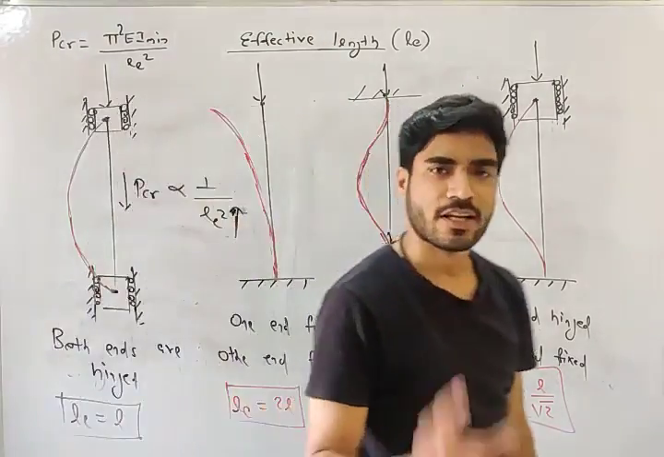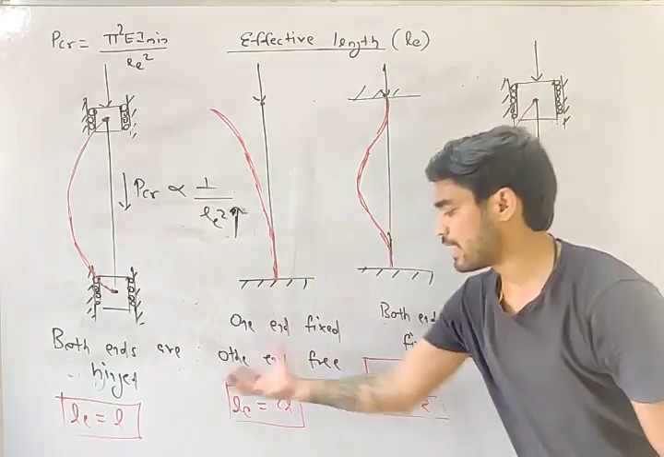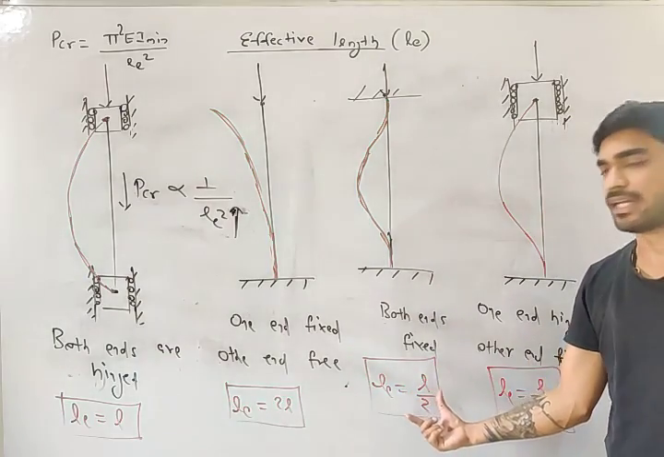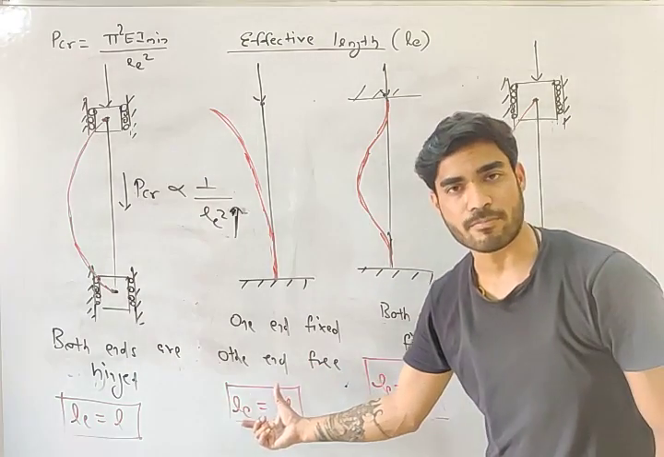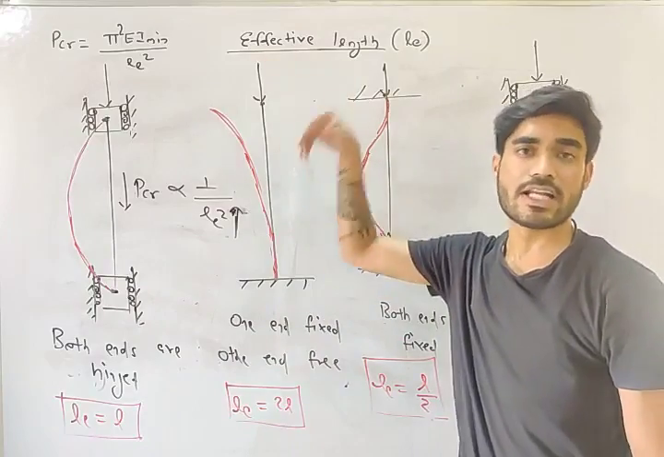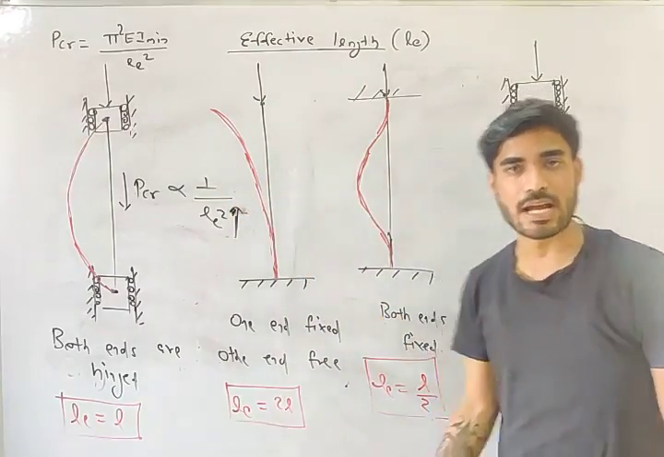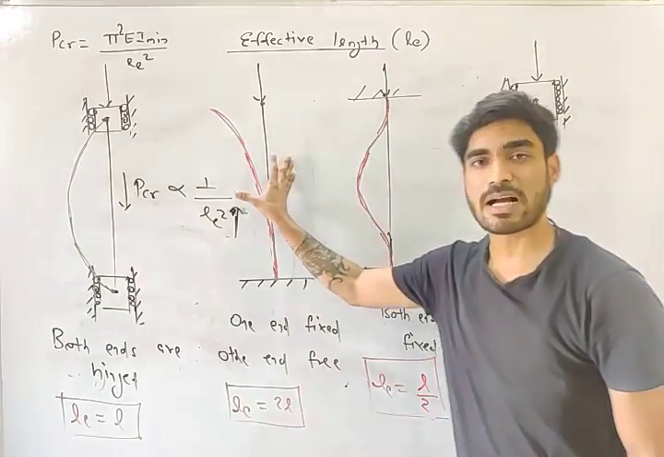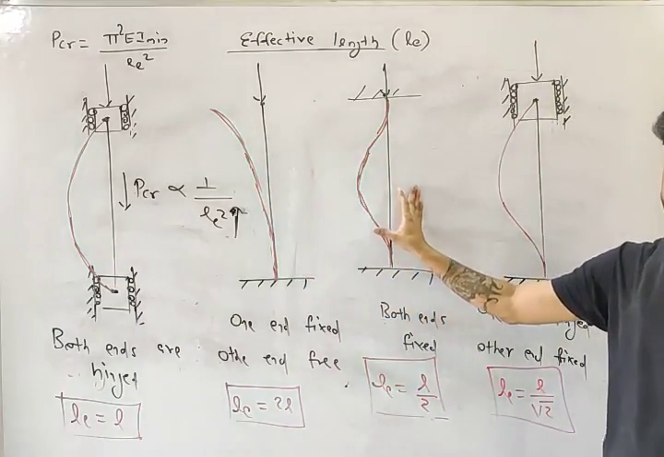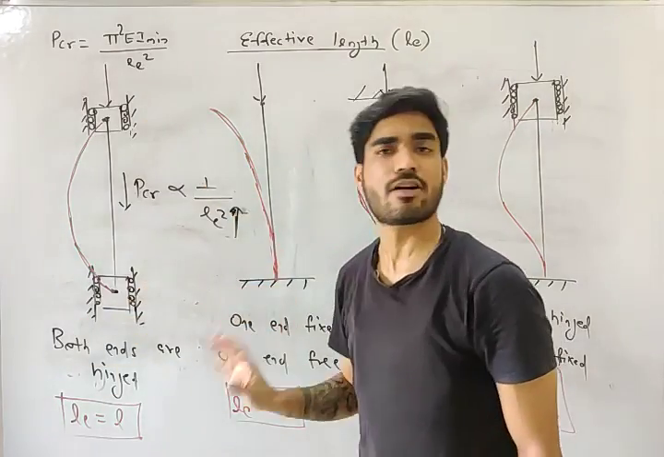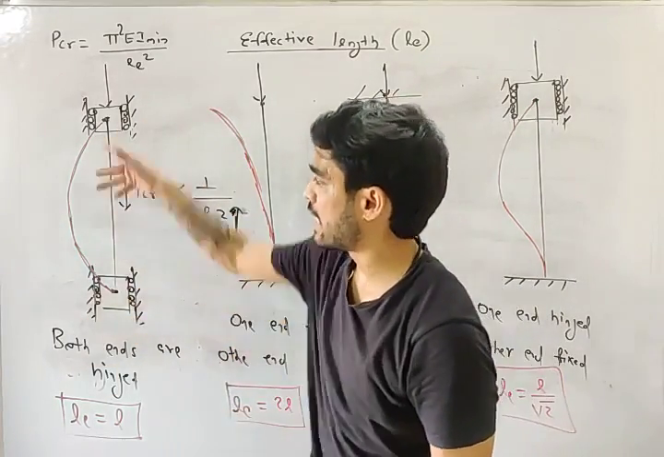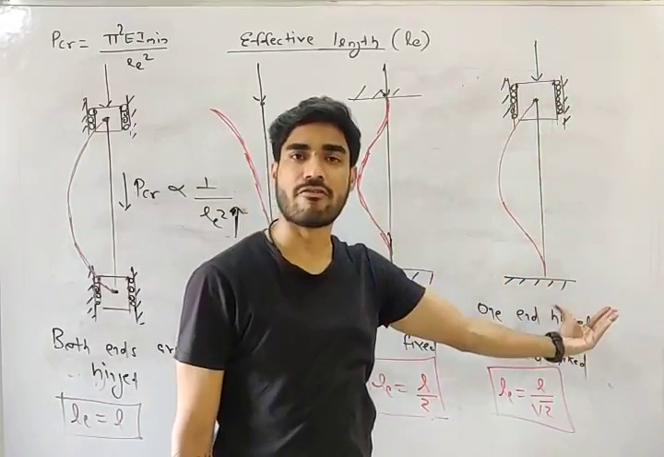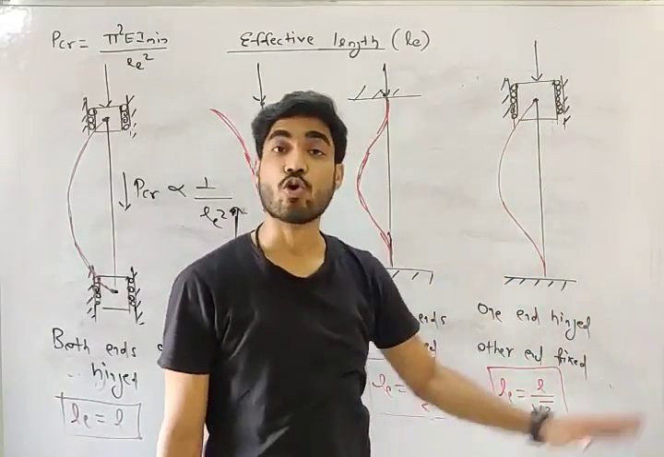So do you understand this? You can use this logic to remember this also. This is maximum LE, 2L. This is minimum LE, L by 2. So for which column LE will be 2L? If one end is free and other end is fixed. And for which column LE will be L by 2? If both ends are fixed. This will buckle first, this will buckle last. When both ends are hinged, LE is equal to L. And the fourth condition, one end hinged, another end fixed, LE equals L by root 2, my friend.